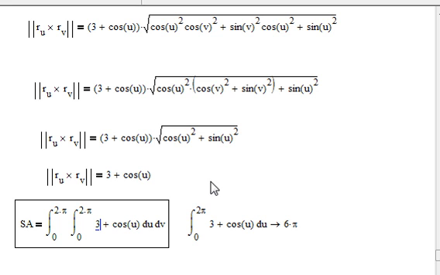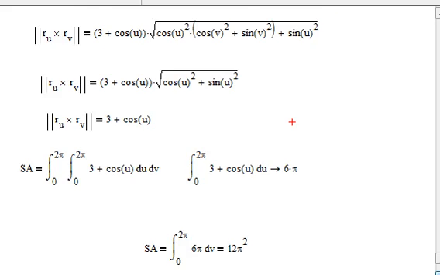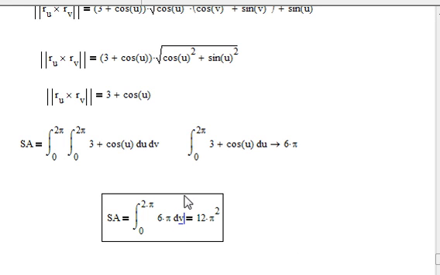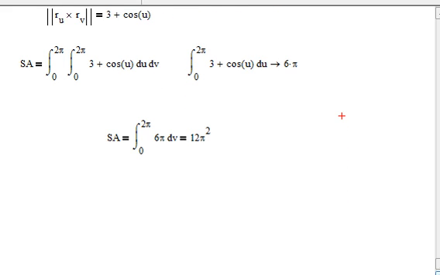This is 3u plus sine of u. And sine of u at 0 and 2 pi is 0 in each case. So we get 3u, with u going from 0 to 2 pi, so we wind up with 6 pi. All this is 6 pi. And then we want to evaluate that with respect to v. And 6 pi going from 0 to 2 pi, so this is 6 pi v. V goes from 0 to 2 pi, so it's 6 pi times 2 pi, which is 12 pi squared, which is the surface area of our donut.